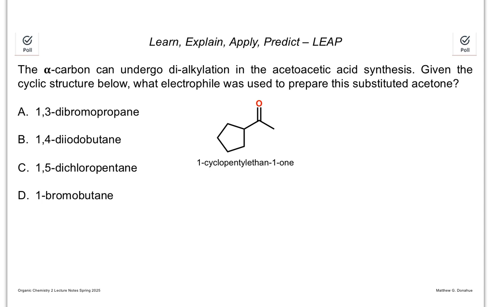So same concept. There's a substituted acetone in that molecule. Now you're doing a dialkylation. So the electrophile has to have two leaving groups. What should we use for this? B.